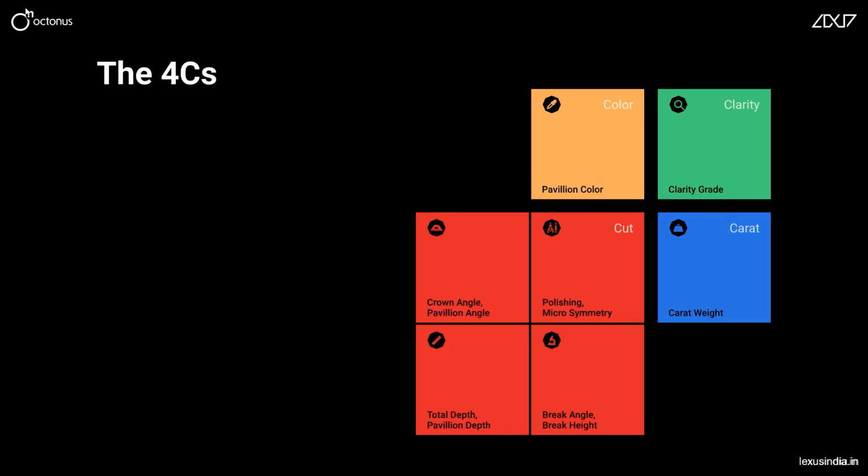We tell the client that the cushion cut diamond that I am offering has crown angle of 38.5 degree, pavilion angle of 39.2 degree, total depth of 68%, pavilion depth of 56%, girdle break of 56 degree and break height of 21%. Do you think this helps in any way for the buyer to understand the diamond or learn how it looks?